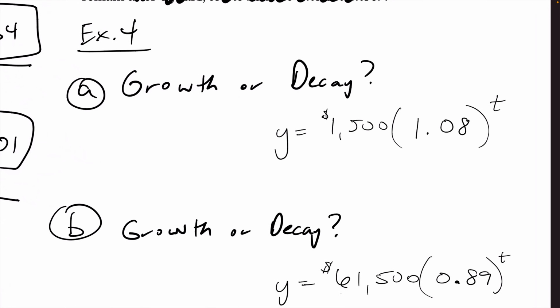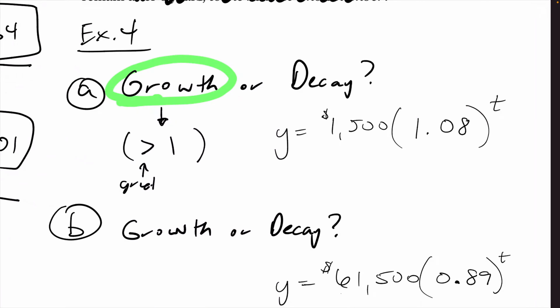Okay. So when there's a plus, what are we going to see? Like this guy right here. That's going to be growth, right? In between the parentheses, it's bigger than 1. Bigger than 1. Greater than 1 inside the parentheses. That number is bigger than 1.